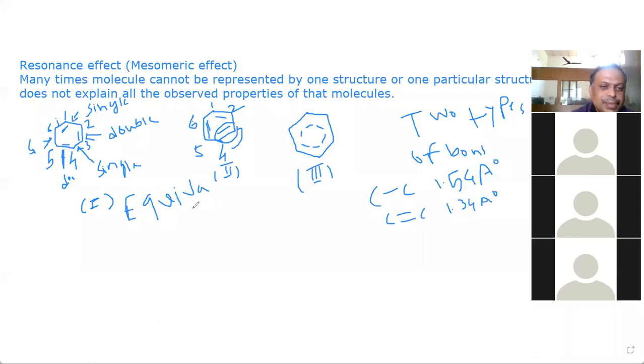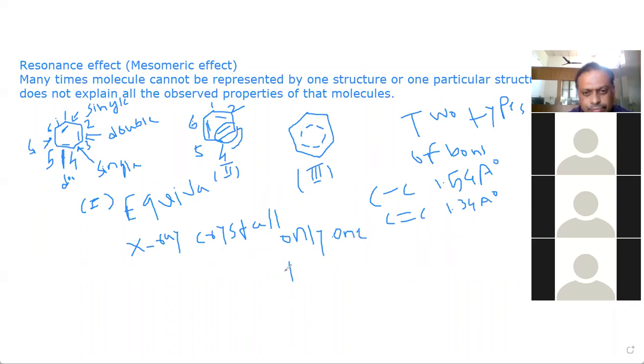And X-ray crystallography measurements. If we take the X-ray crystallographic measurement for benzene, it indicates that benzene contains only one type of bond length. Only one type of bond length.